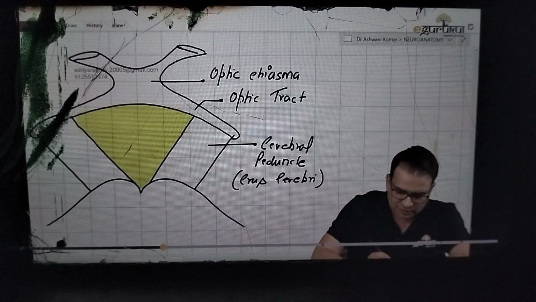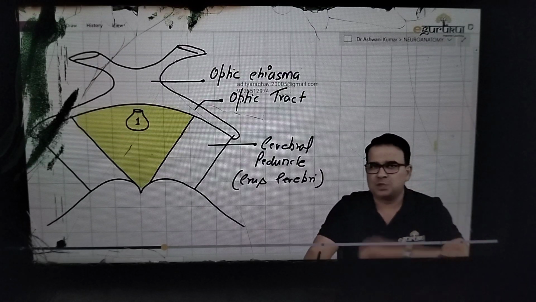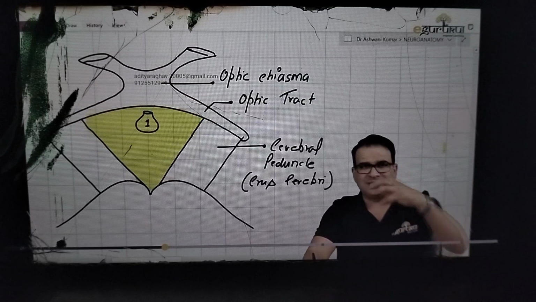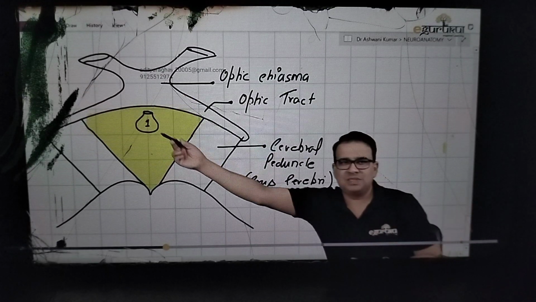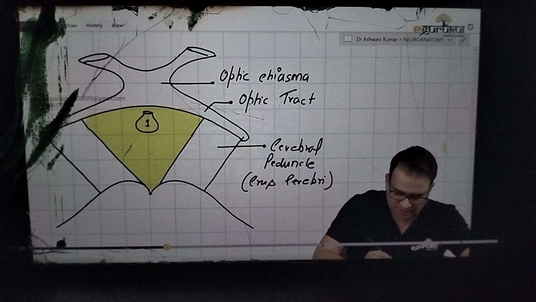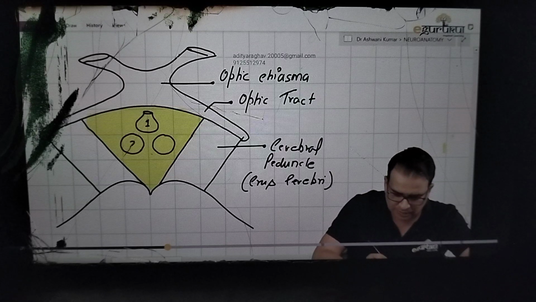What are the contents inside? The contents of the interpeduncular fossa include the infundibulum, the stalk of the pituitary, and this infundibulum extends from the elevation called the tuber cinereum. So let's say number one over there is a cut section of the infundibulum coming from this tuber cinereum. This elevation is called the tuber cinereum. Then we have this component of the limbic system present here called the mammillary bodies. Let me give it number 2.